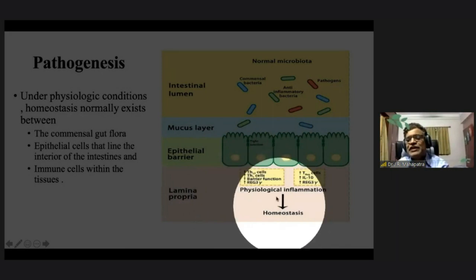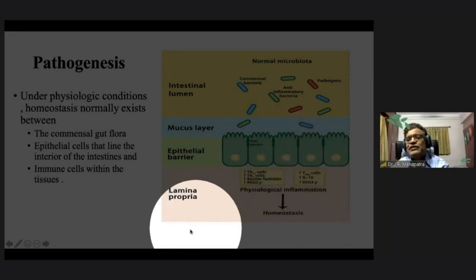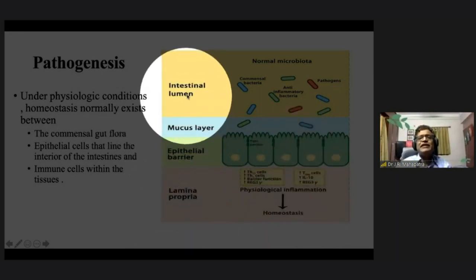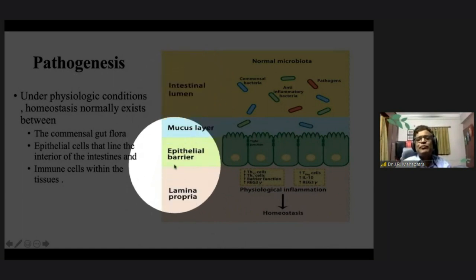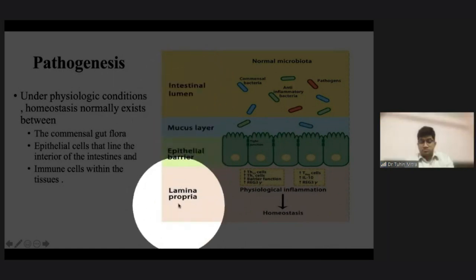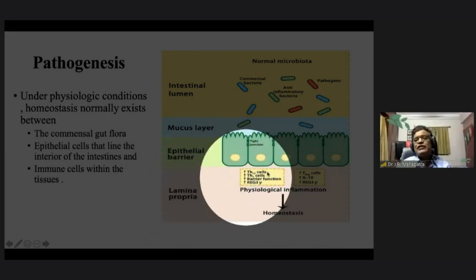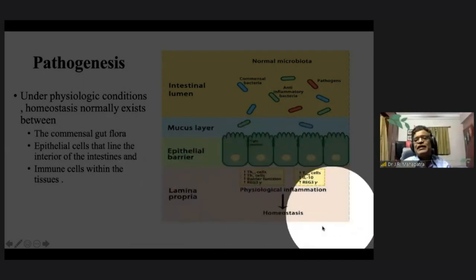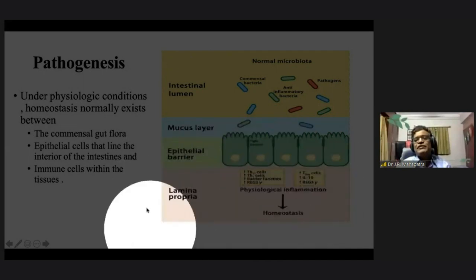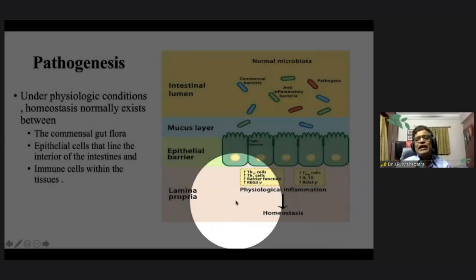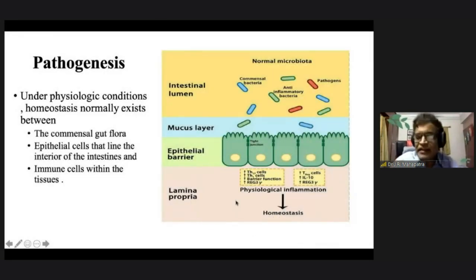If it is physiological, it's called homeostasis. If it is pathological, it's called a disease state. So it can start from the intestinal lumen, the mucous layer, an epithelial barrier problem, or a lamina propria problem. The lamina propria is the site where all these newer molecules work, the anti-integrins and JAK inhibitors.